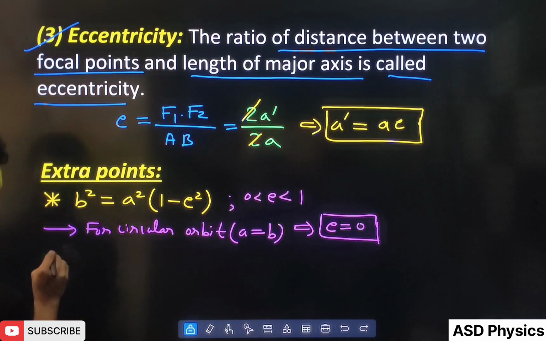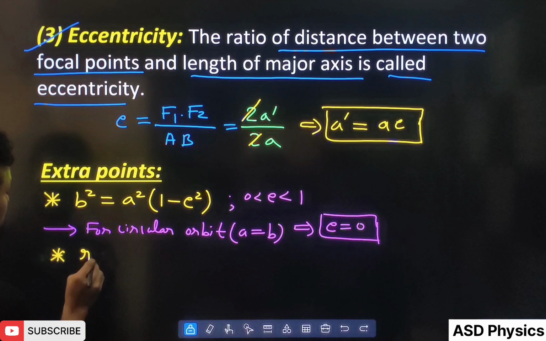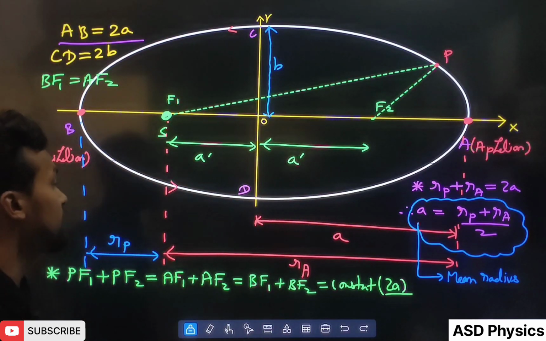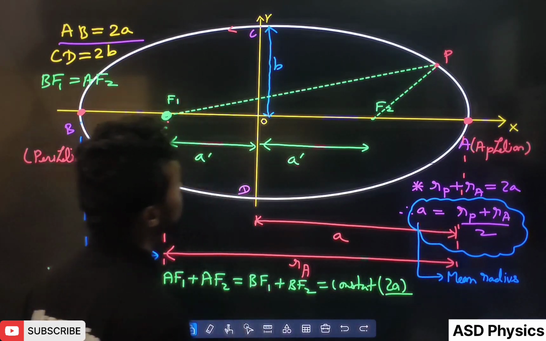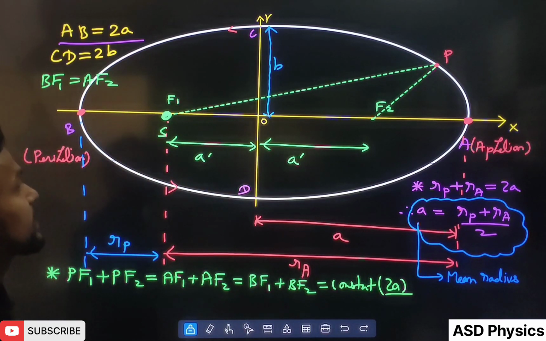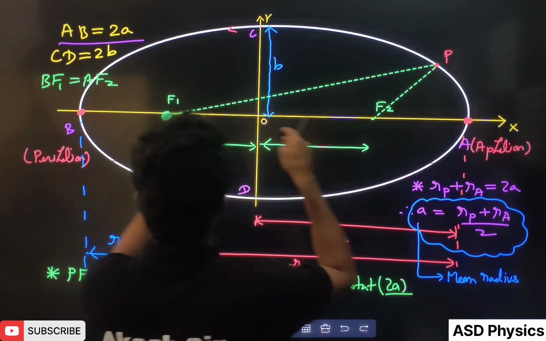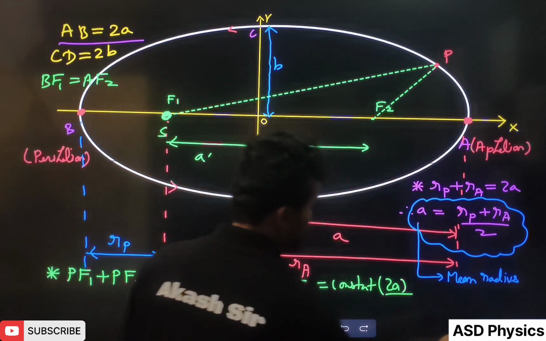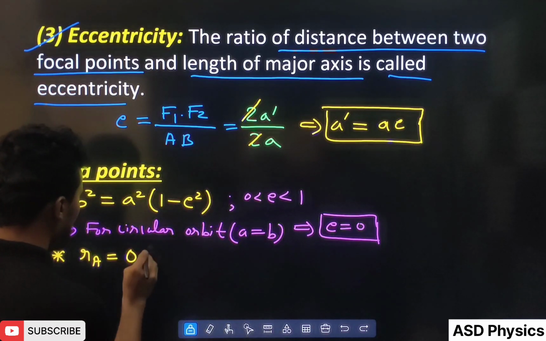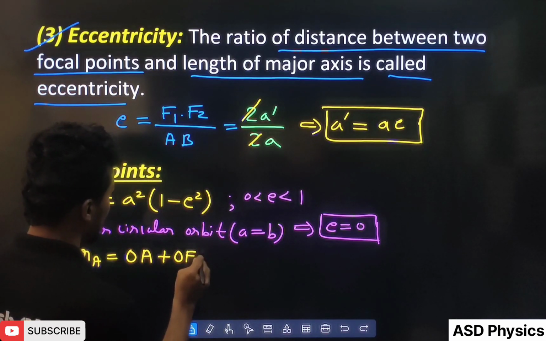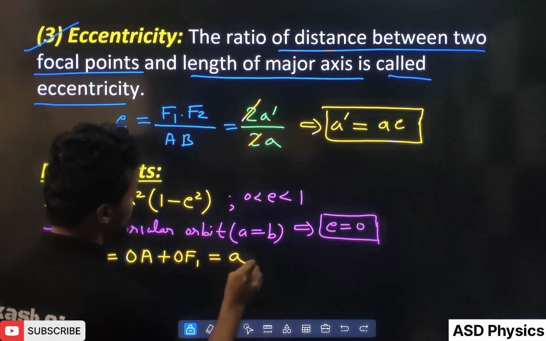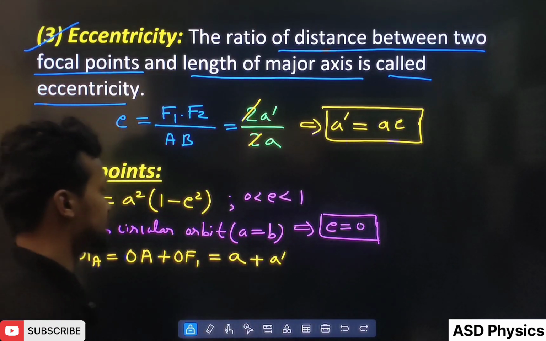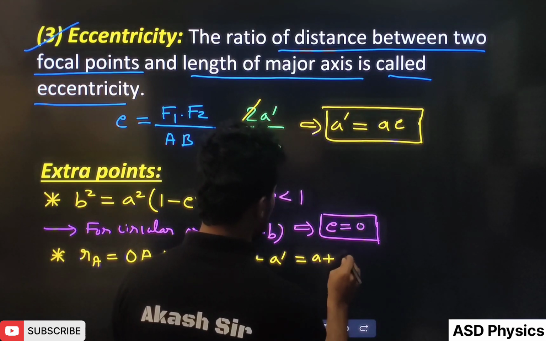Next one, students, we can see here, please. Now, I am going to find out the distance RA. So in the previous diagram, can you see what RA is? This RA. RA is how much, students? We can tell RA is OA plus OF1. Again, I'm telling you, this OA plus OF1 is called RA. Again, I'm writing here OA plus OF1 is RA. What is OA? a. And what is OF1? Just see the diagram, backside you will see here. a dash. And you know very well, this a dash means ae.